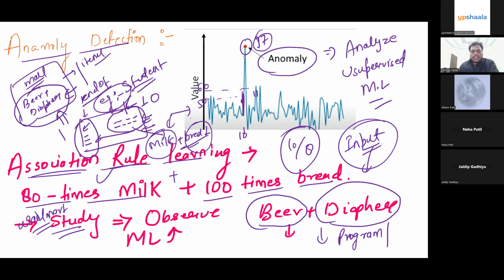Association rule learning, where it can be applied practically. Yes, this is the example. This is the case study of Walmart itself. They observed this thing in one mall.